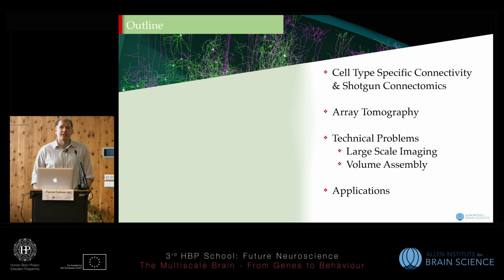All right, so my talk is organized in four basic parts. First, I'm going to describe the problem of measuring cell type specific connectivity, with an emphasis on how difficult and large a problem this is, and then describe a conceptual strategy to address the large scale of this problem that we call shotgun connectomics. Then in the next section, I'm going to describe the particular kind of technology that we're developing to address this conceptual problem, namely array tomography. I'll tell you how it works and some of the things that you can do.